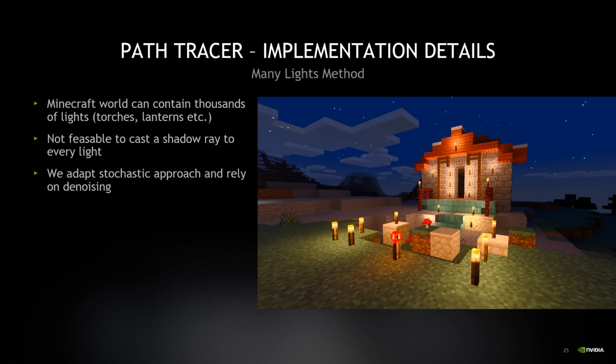We will not get into great details of our method as it is out of the scope for this talk, but I will outline the basic idea on the next slide. It is based on stochastic approach, where we randomly select one light per pixel for sampling, and we rely on denoising to smooth out the results.